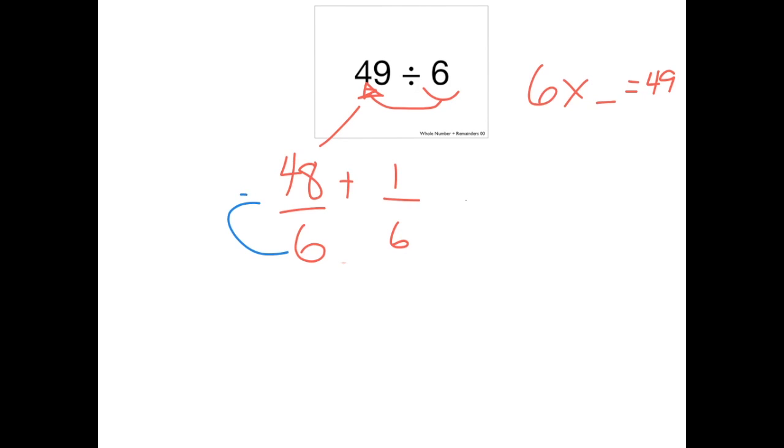So how many 6's in 48? The answer is 8. And the remainder, in this case, 1 divided by 6. It's important that students make the connection that the division can also be represented as a fraction. So in this case, we are going to represent our answer as 8 and 1/6.